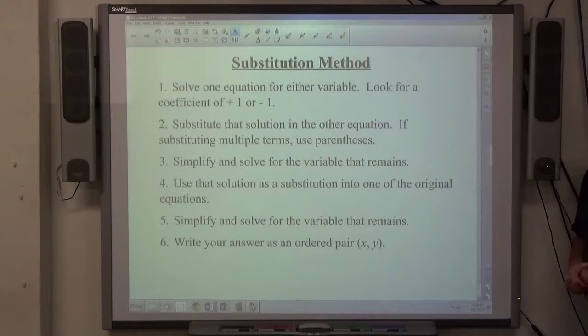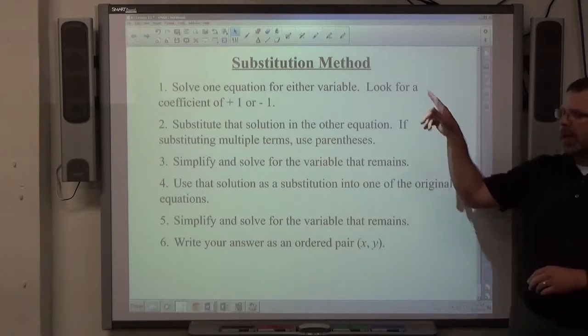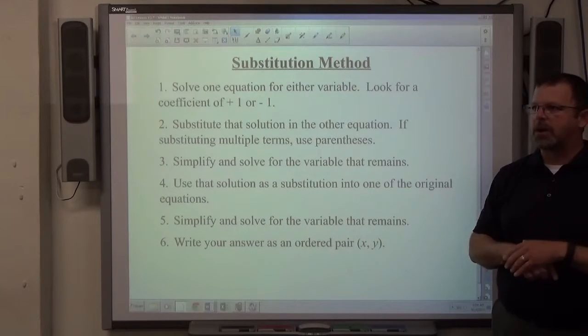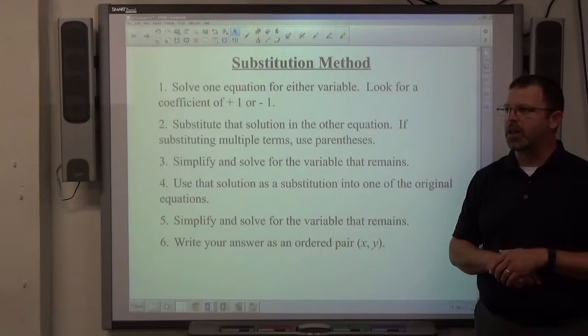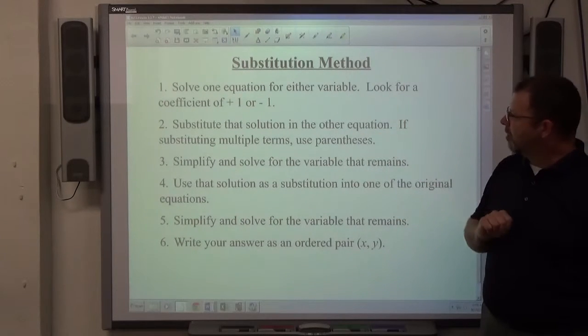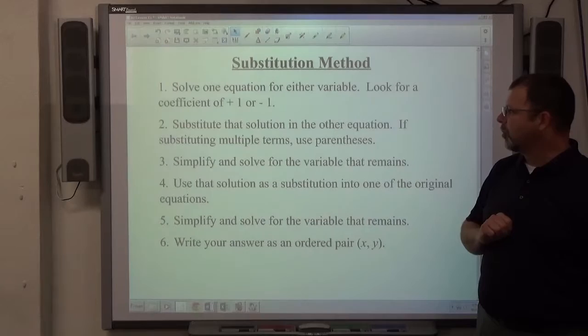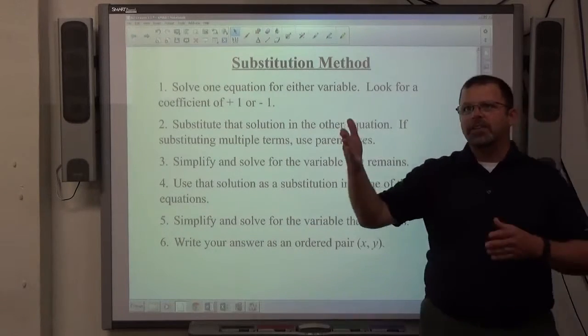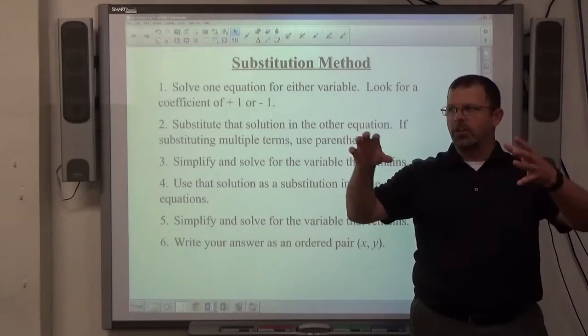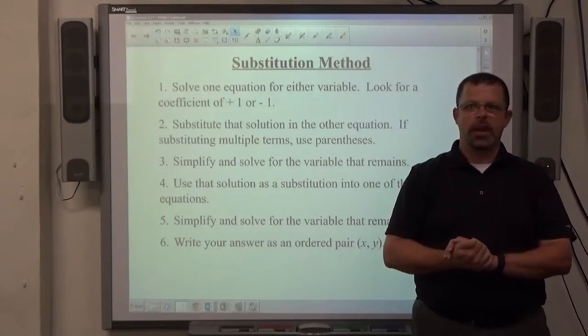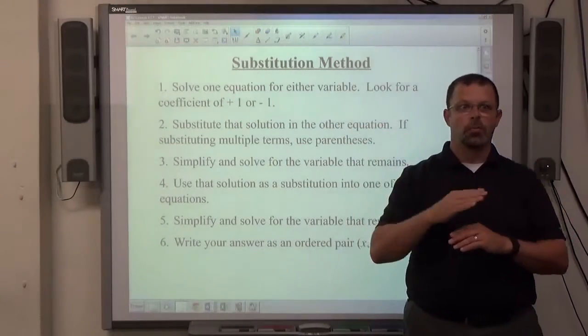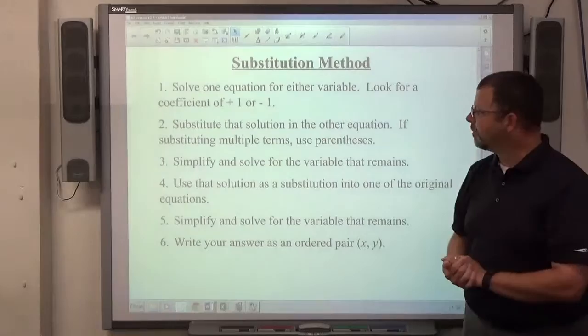Solve one equation for either variable, look for a coefficient of positive or negative 1. This method is just above the guided practice on your sheets, by the way, so I didn't print it out on a yellow sheet. But, substitute that solution in the other equation. If substituting multiple terms, use parentheses. So if x equals two things and you change x to those two things, put parentheses around the two things. Anytime you replace one object with more than one object, parentheses go around the substitution.